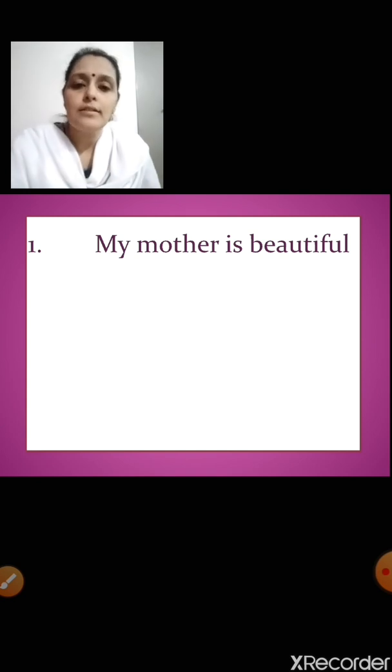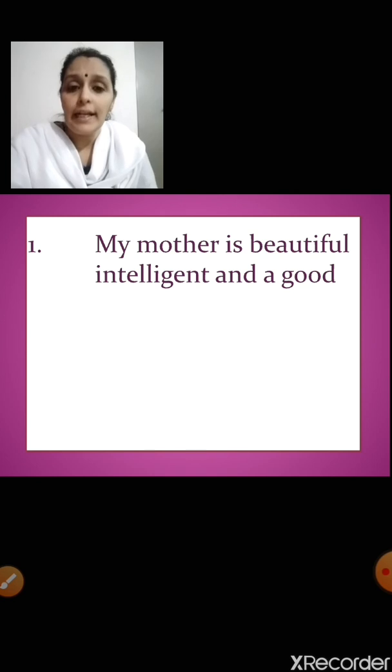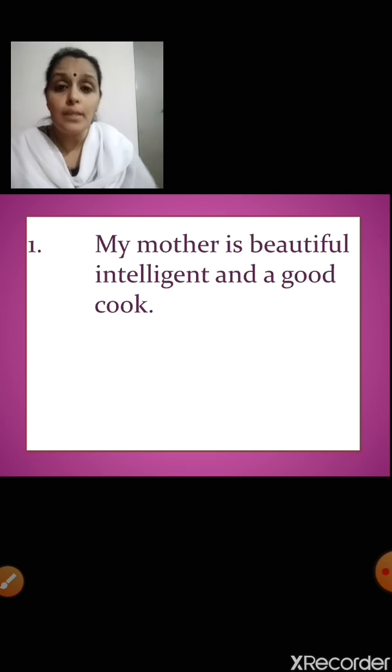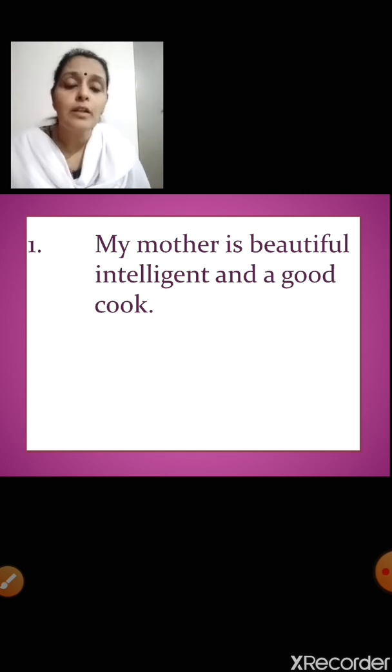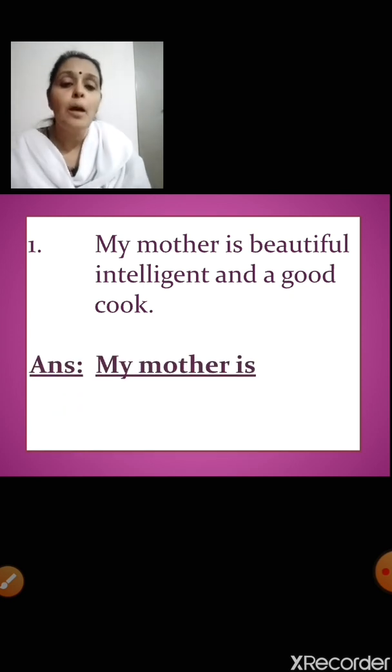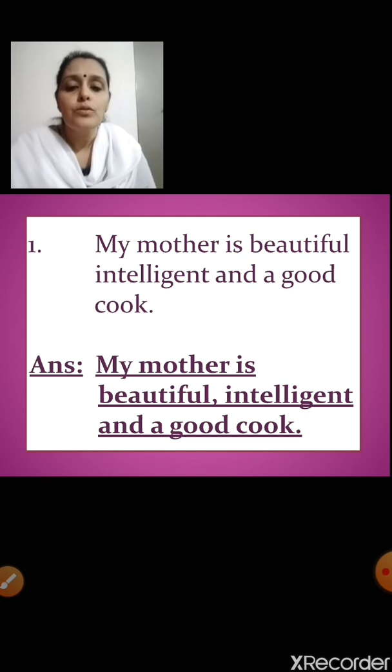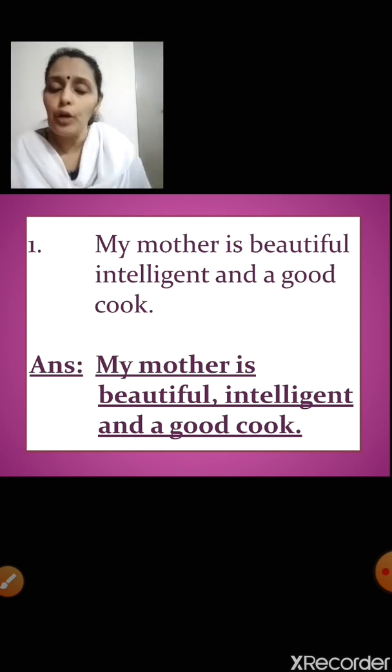Now let's look at these sentences. My mother is beautiful, intelligent and a good cook. I'm telling many good things about my mother, right? So how will I separate these qualities of my mother? With a comma. I will write it as my mother is beautiful, comma, intelligent. Should I put a comma here? No, because I'm going to write and a good cook. So if and is coming after the word, I will not put a comma there. So my mother is beautiful, intelligent and a good cook.